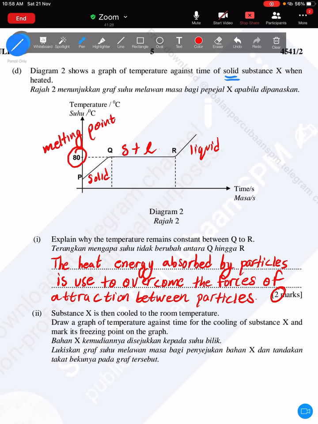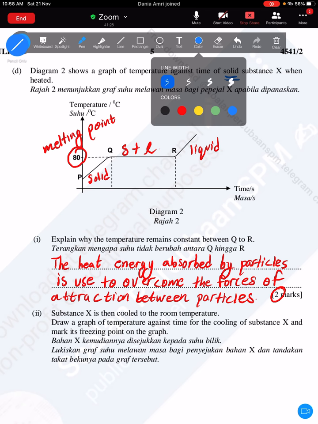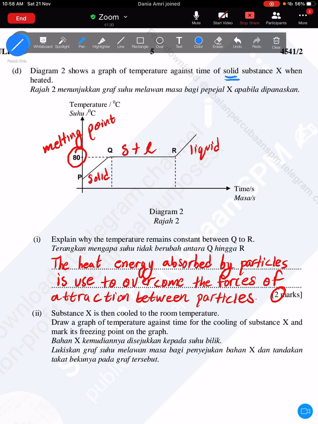That is a keyword. Again, guys, I would like to highlight, you absorb the keyword, absorb energy. Absorb energy and overcome attraction. These are the 3 keywords you must mention in order to answer this type of question. When you come across this type of question, those are the keywords you must mention. Done?